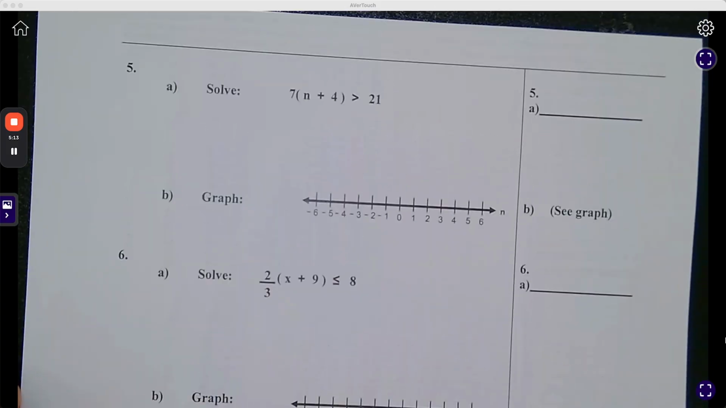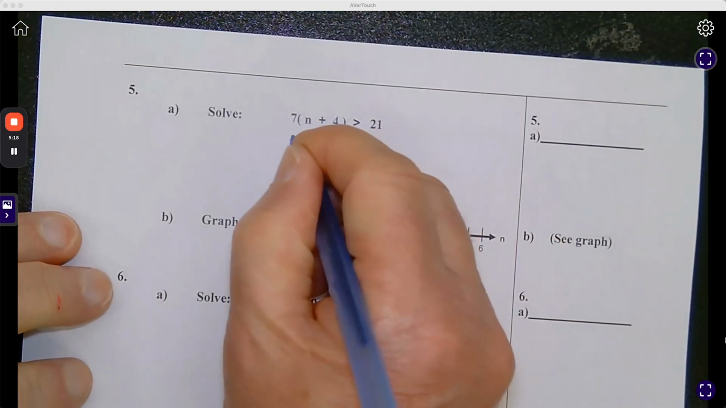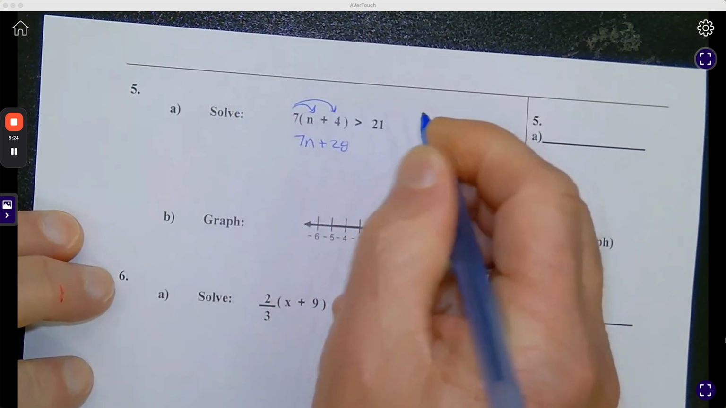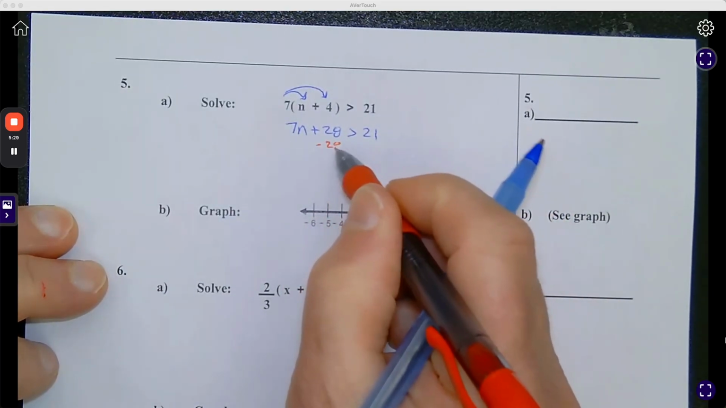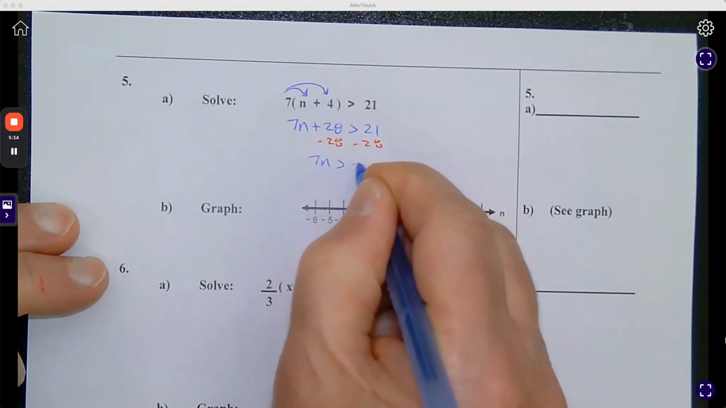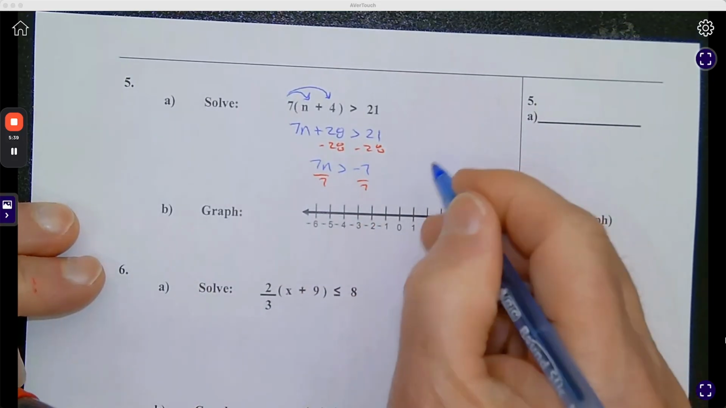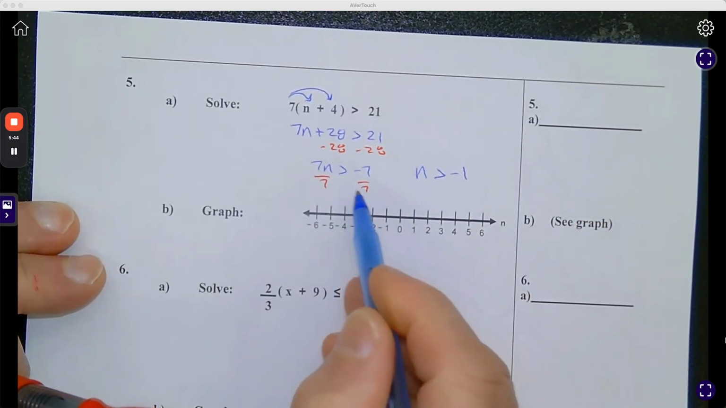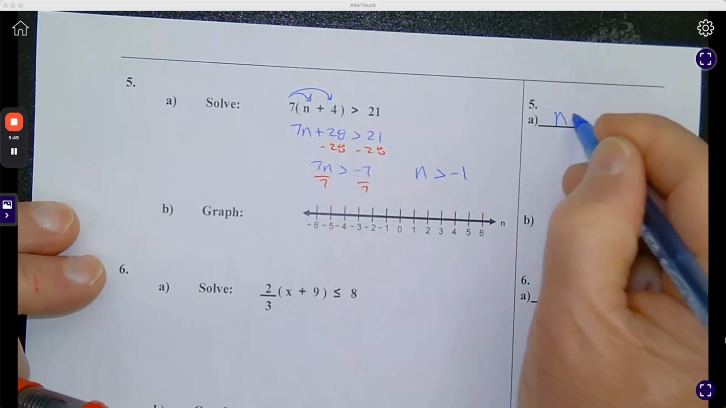Number 5. Oh, now we're going to have to do a little distribution before we solve. So I'm going to take 7 times n and 7 times 4. Okay, now I'm going to solve it. Subtract 28. So I get 7n is greater than negative 7. Divide by 7. Notice you're dividing by a positive number. So although the result is negative, you divided by a positive. So do not switch it. Only when you divide by a negative number do you switch it.